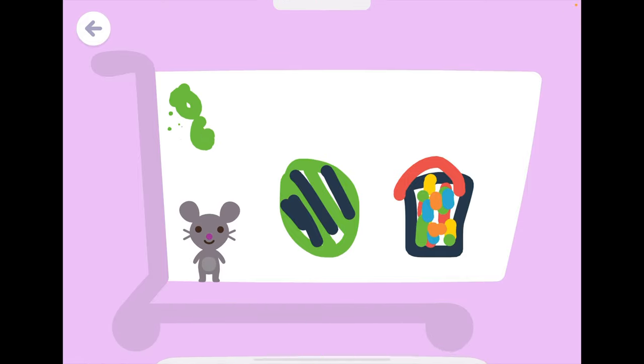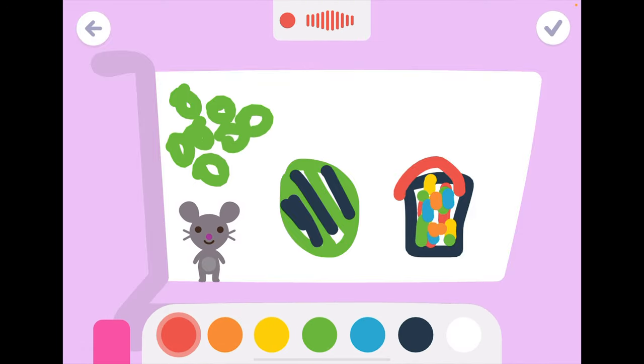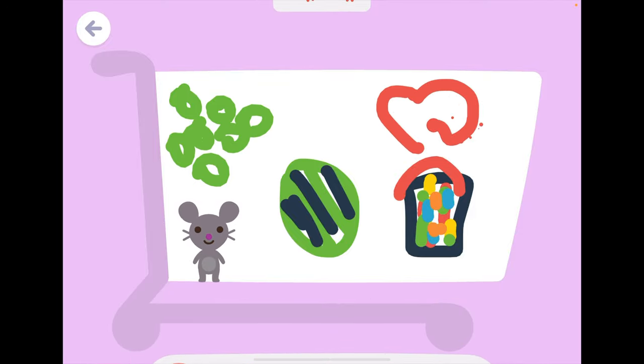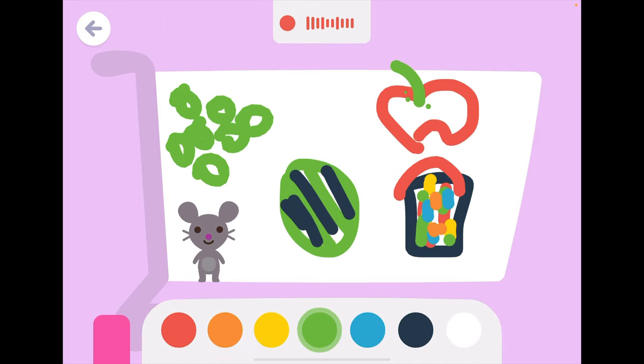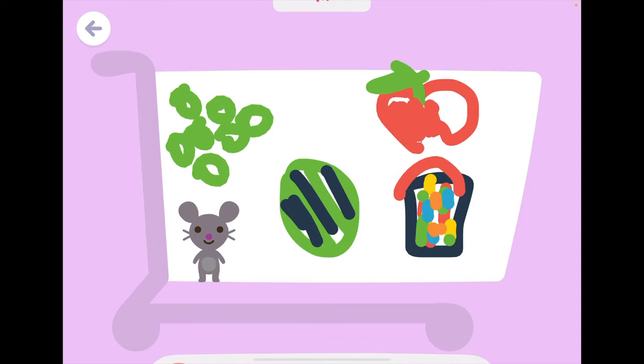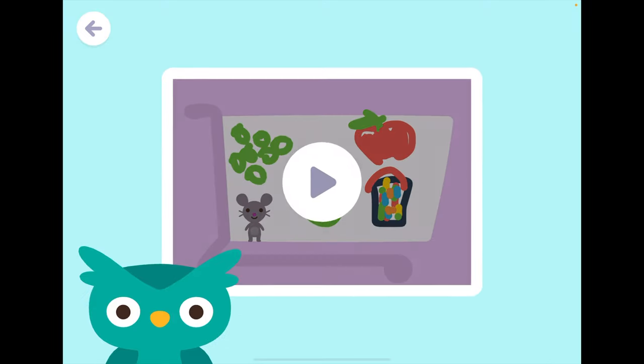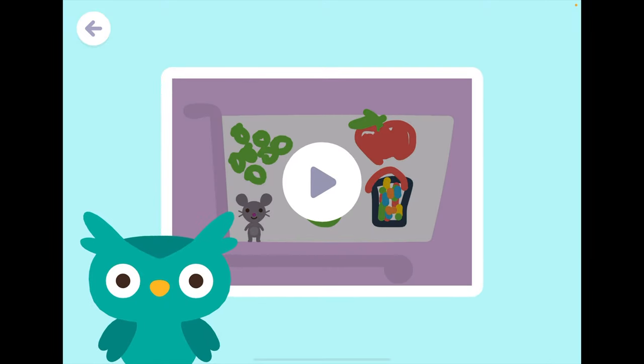We need some grapes. There are some grapes. And then we need an apple. There's a little leaf on the apple. Let's color in the apple. What do you say? That's good. Yay!